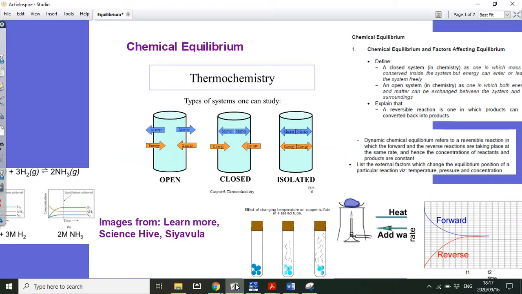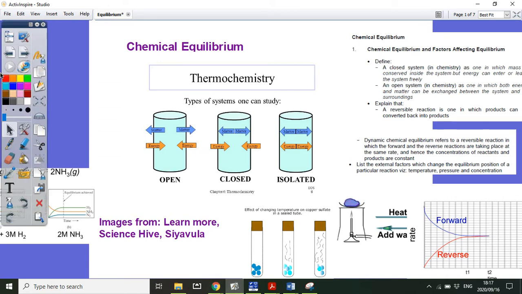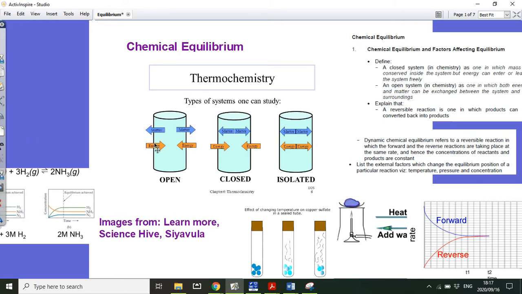The first thing you need to know about chemical equilibrium is what we mean by an open and a closed system. So, for an open system, it means particles can get in and out and energy can get in and out. So, if you look at this first diagram, you can see matter can go in and out and energy can go in and out.